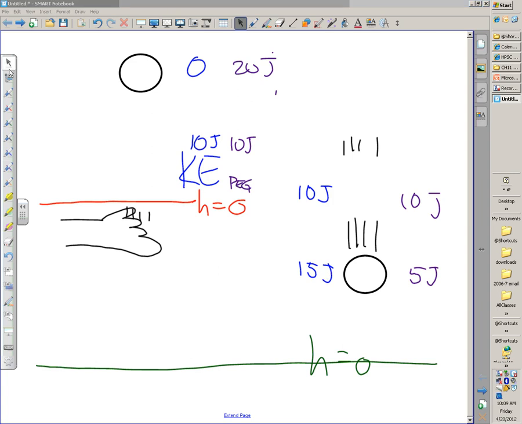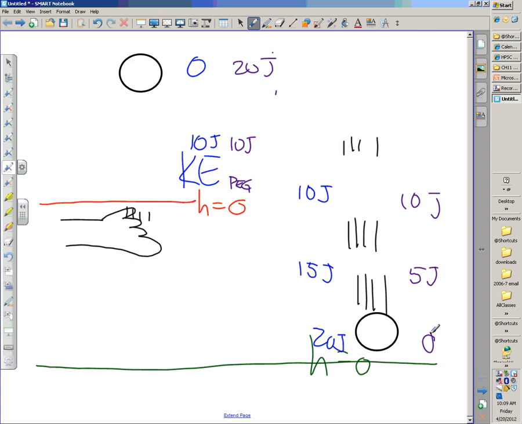And then, right before it gets to the ground, right, it's going even faster now. How much kinetic energy will it have at that point? 20, but 0 potential. So, Parker, in that case, I started with some potential gravitational and kinetic, and eventually turned it all into kinetic.